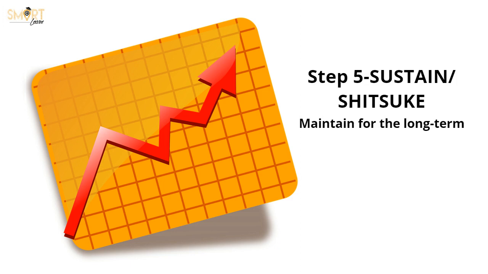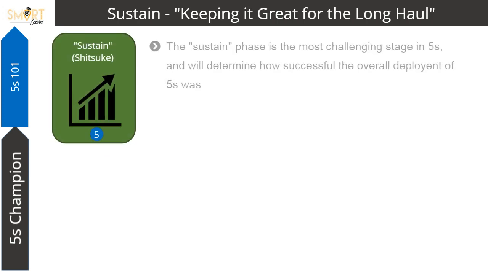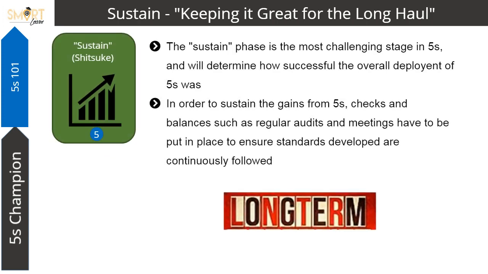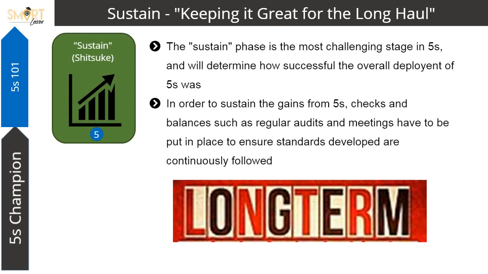Step 5. Sustain, or shitsuke, maintain for the long term. Sustain, keeping it great for the long haul. The sustain phase is the most challenging stage in 5S and will determine how successful the overall deployment of 5S was. In order to sustain the gains from 5S, checks and balances such as regular audits and meetings have to be put in place to ensure standards developed during the 5S deployment are continuously followed.